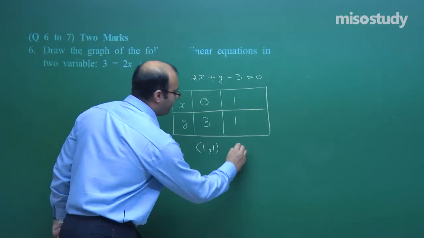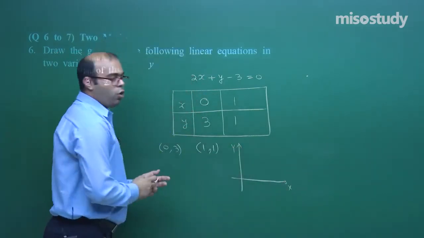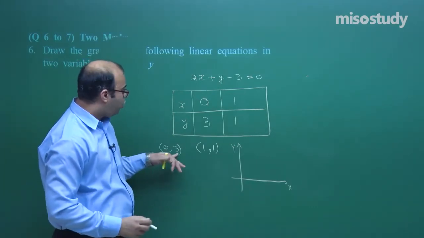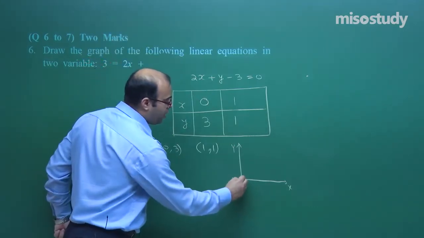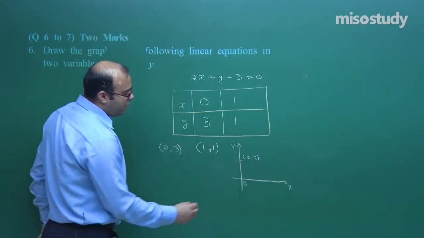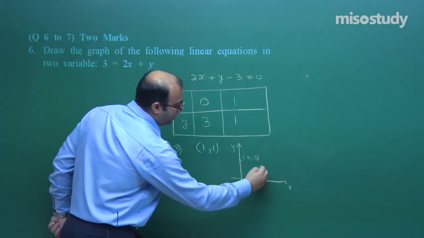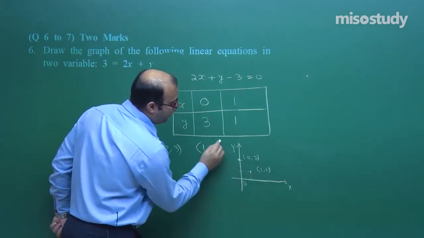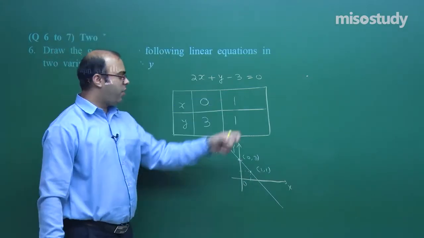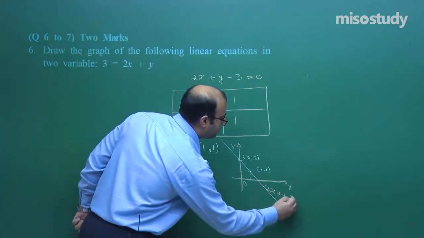Let us draw the graph. This is x-axis, this is y-axis. If we draw to the scale to some extent, this is not a graph paper. So, 0, 3, x is 0, y is 3. So, this is 0, 3. 1, 1, x is 1, y is also 1. So, the point is this one, 1, 1. These 2 points are joined and we get a line. This line is 2x plus y minus 3 is equal to 0.